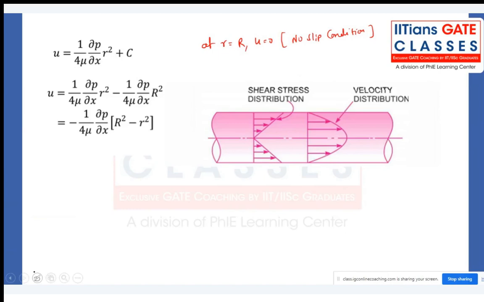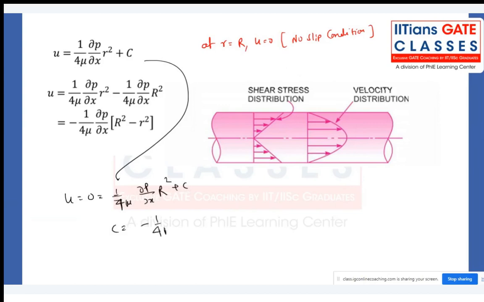Now, once you put that value, at r equal to capital R, when u is equal to 0, then what will you get? I'm putting u equal to 0. That is 1 upon 4 mu. C will be minus 1 upon 4 mu dou p by dou x into capital R square.